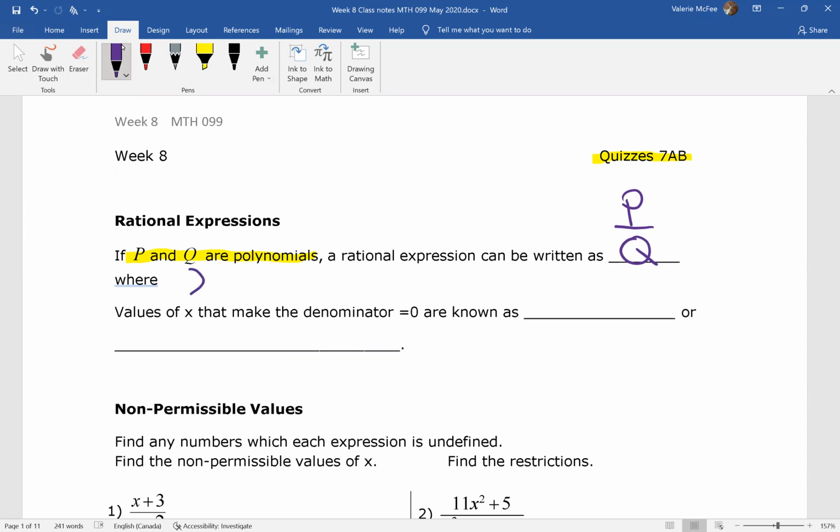Now remember what you know about fractions. We know that the denominator, in this case Q, cannot equal 0. So just like fractions, the denominator cannot equal 0. And any value of x that makes the denominator equal 0 is known as a restriction, or we call them non-permissible values.